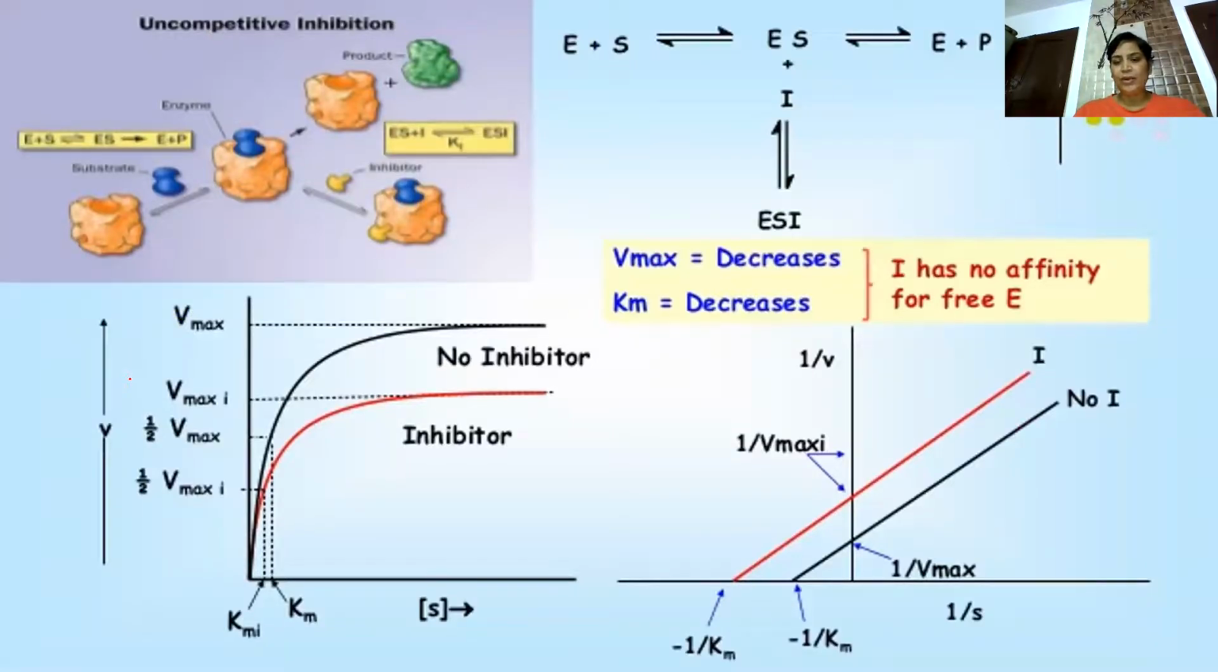And if we talk about Vmax, it also decreases, and Km also decreases. Right? So there is a difference between competitive, uncompetitive and non-competitive inhibition, leading to changes in Vmax and Km, but all will come under the reversible type of inhibition.